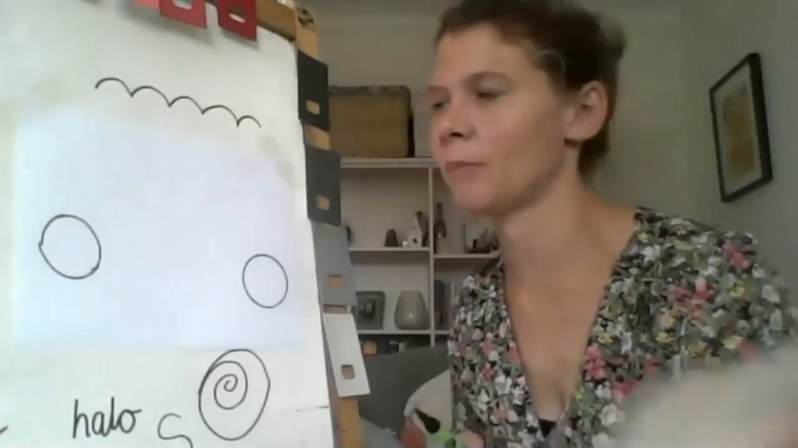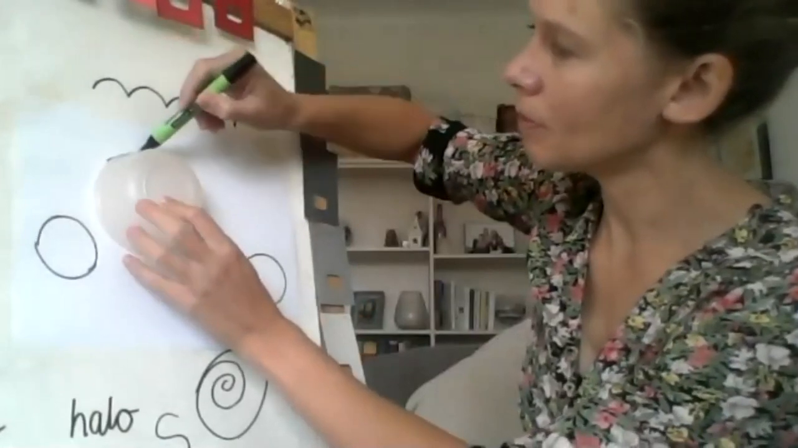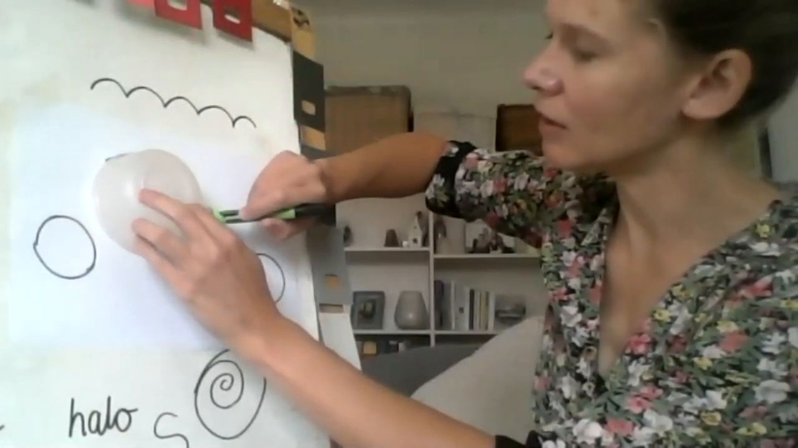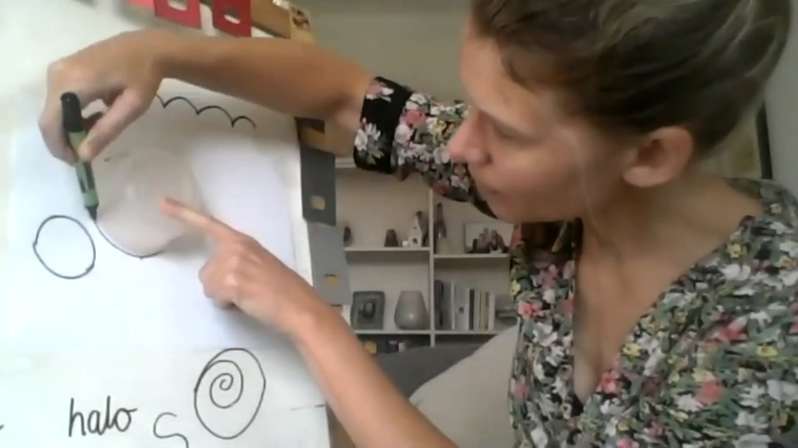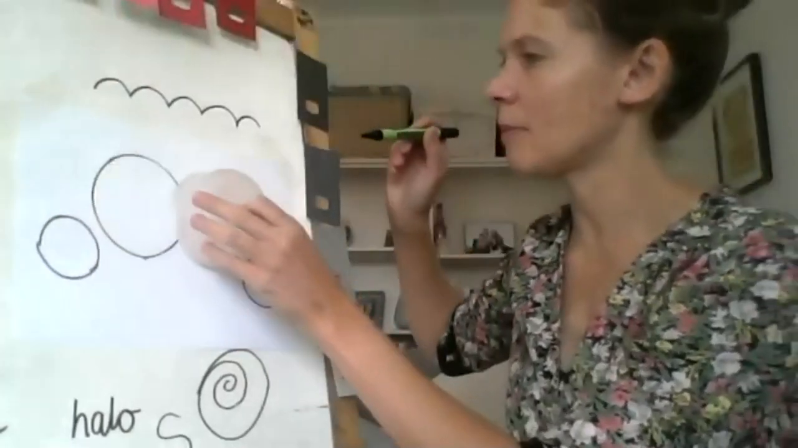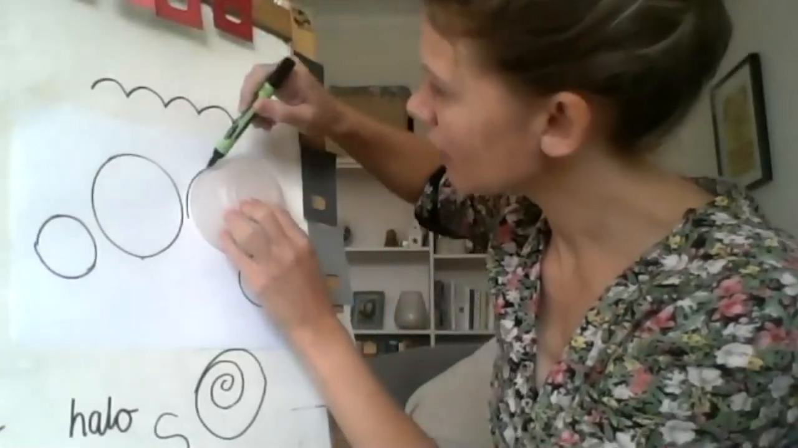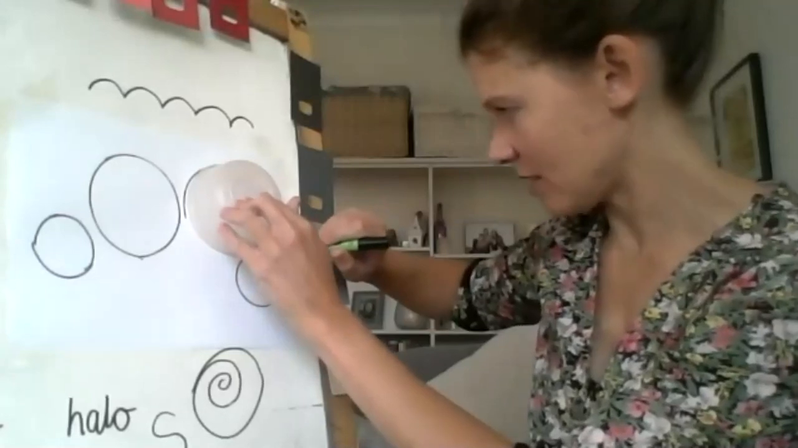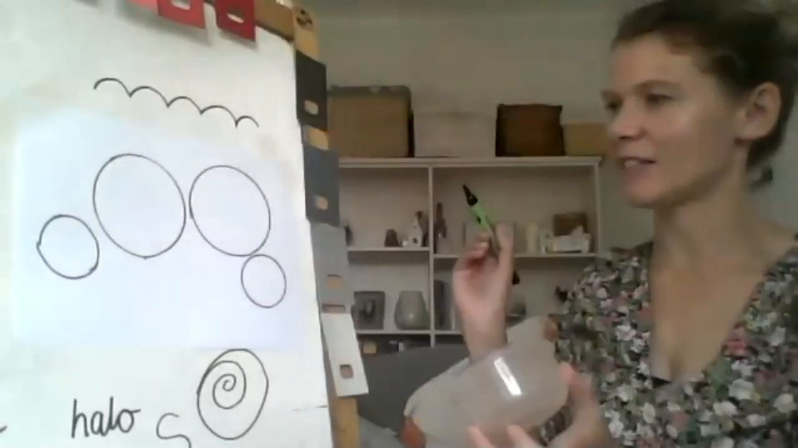And then I'm going to put 2 big circles here to represent me and my husband. Okay, so that's our family.